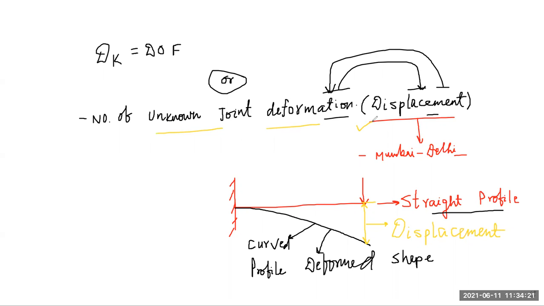So do not get confused, because in your GATE examination, I think in 2016 or 17, this type of question was asked. Option A is number of independent displacement components of joint and support. Option B, number of unknown joint deformation. Option C, number of unknown joint displacements. Option D, none of these. They ask which of the following statements are correct. This type of question they frame from time to time. Is it clear to everyone?